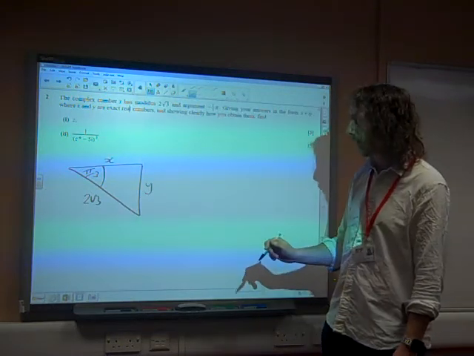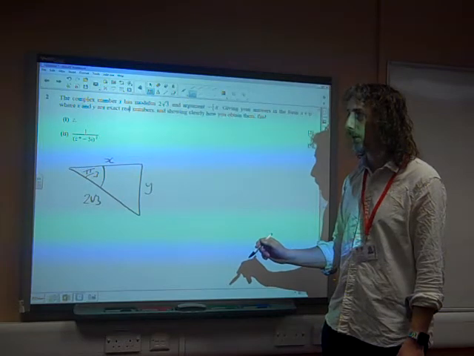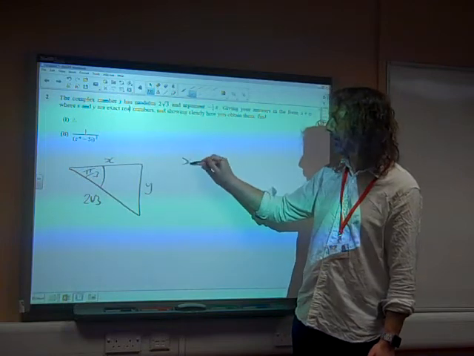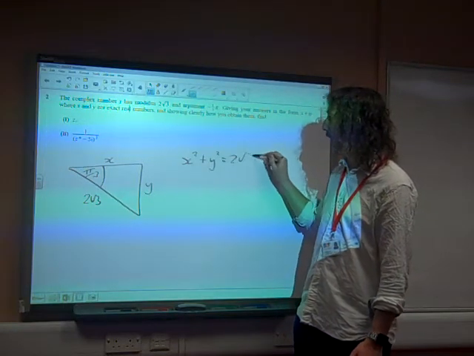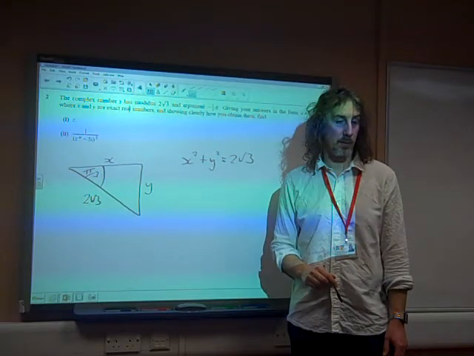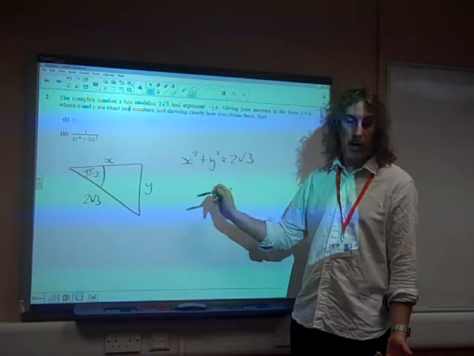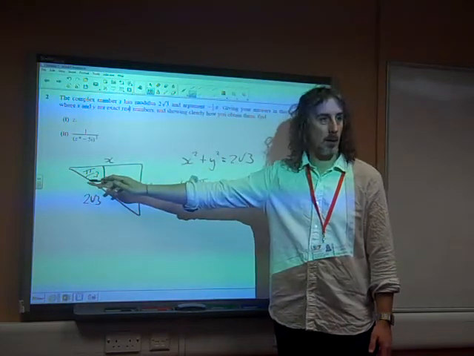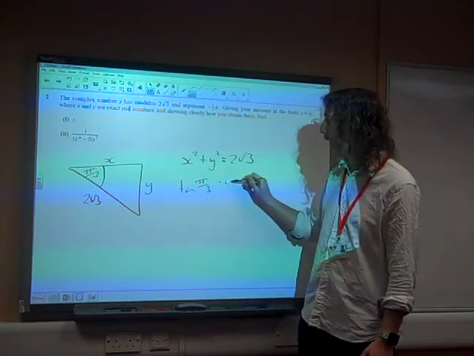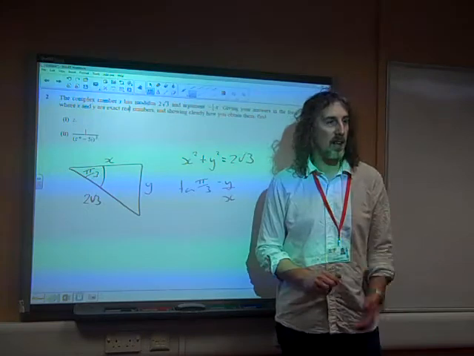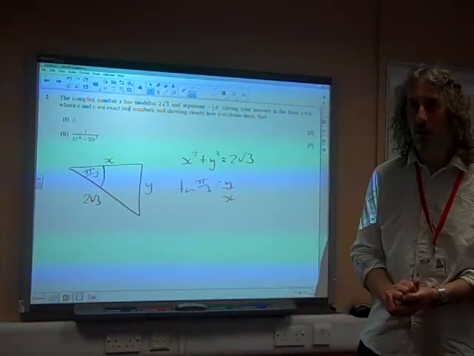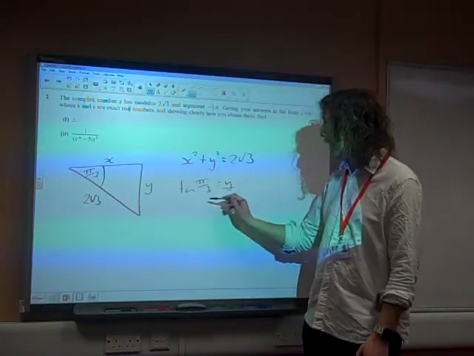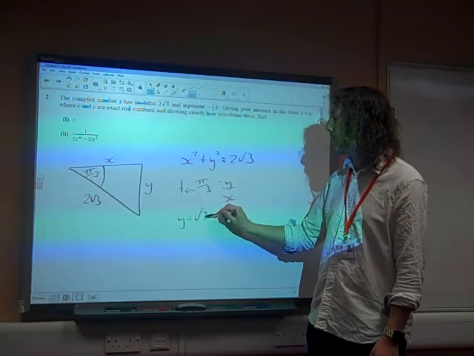We know various things. You can almost go straight into the sine and cos. I did it a bit more formally. I said Pythagoras' theorem tells me x squared plus y squared is 2 root 3 squared. That's one equation to start with. I also know that tan of pi by 3, tan of that angle, is opposite over adjacent. So that is y over x. Now tan pi by 3 is, what is it? I can't remember. Root 3. That's right, isn't it? Tan pi by 3 is root 3. So we've got y is root 3 x.